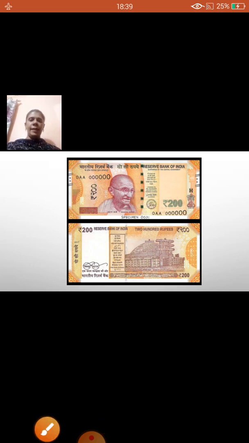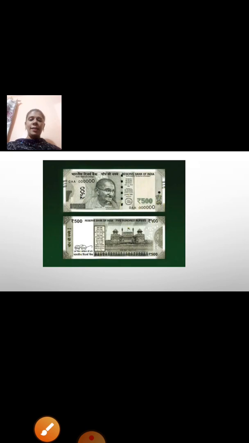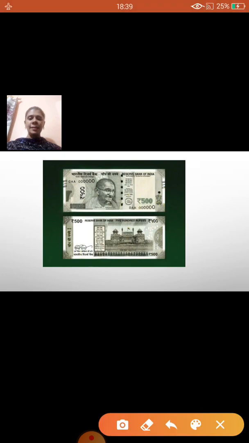Now next, which note is this? Have you seen this note? Yes. Which note is this? What is the value of this note? 500. Correct, this is the front side and this is the back side of the 500 note.